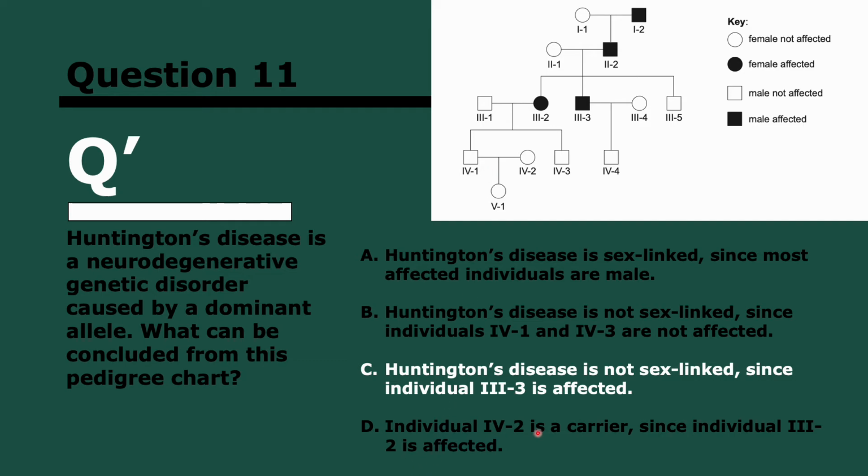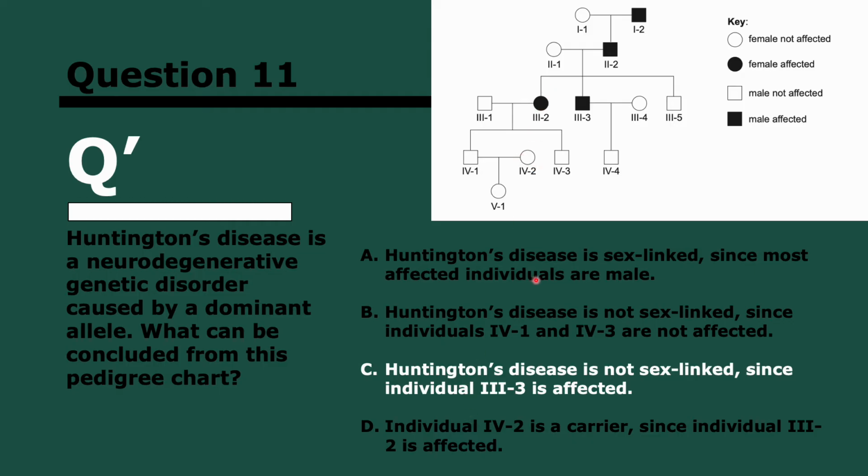Okay, then D is complete nonsense, because IV2 is a carrier since individual 3-2 is affected. If we look at 3-2 here, the mother, IV2 being a carrier just doesn't make any sense because IV2 is not even related to 3-2, right?